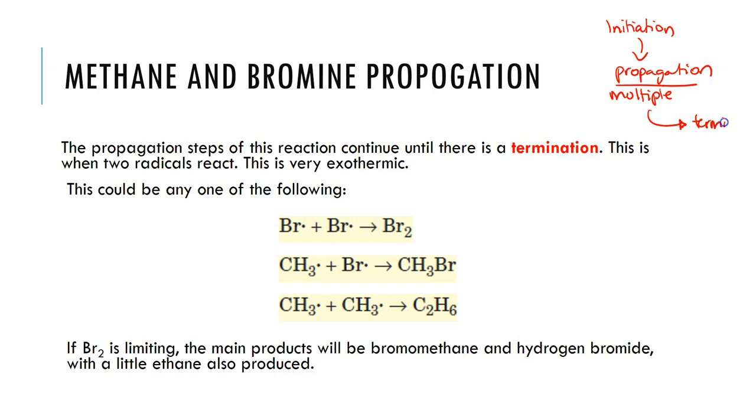Eventually, what we start to see is termination, where two radicals come together, these unpaired electrons become paired, and we form a stable molecule. You can have two bromine radicals coming together in the example we looked at to form Br2. You could have a CH3 radical colliding with a bromine radical, which would form a stable bromomethane. Or you may even have two methyl radicals colliding, which would form ethane. So there are a number of ways that our reactions can terminate.